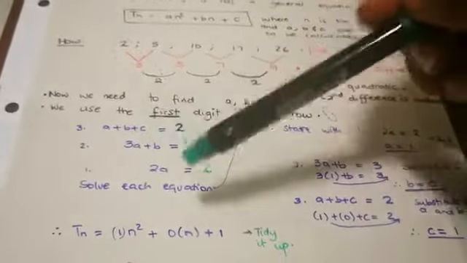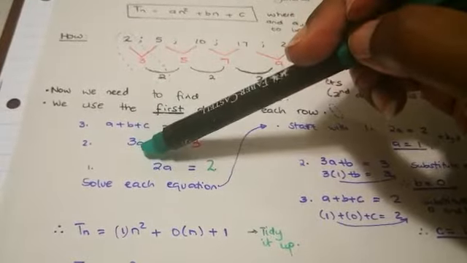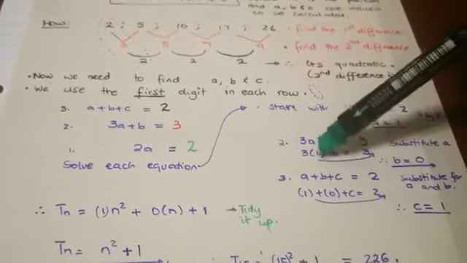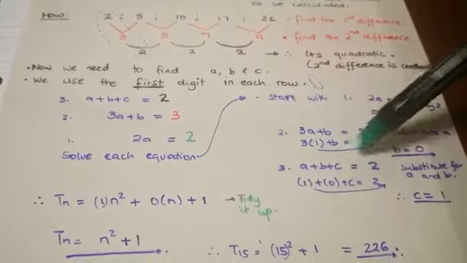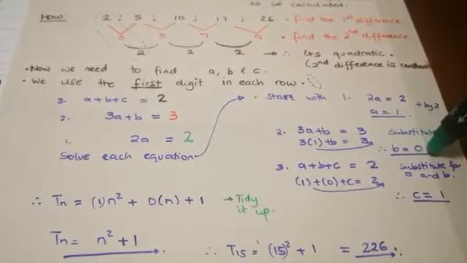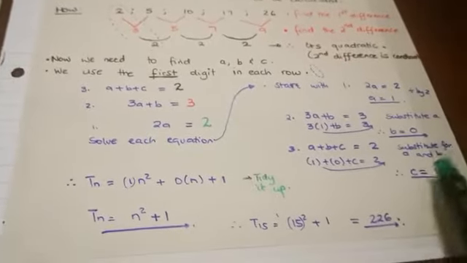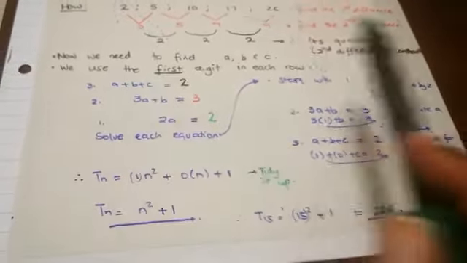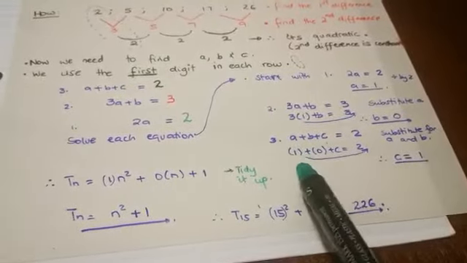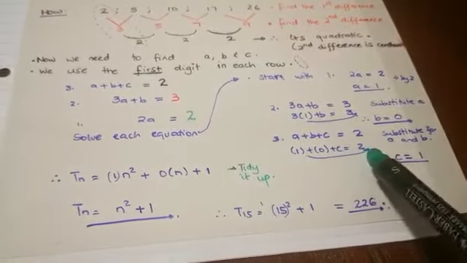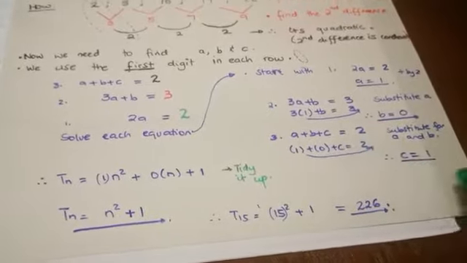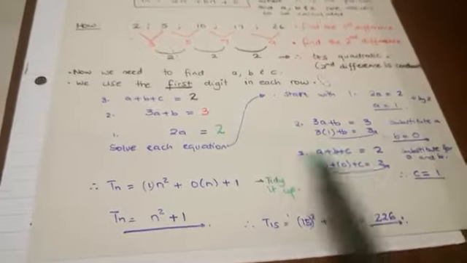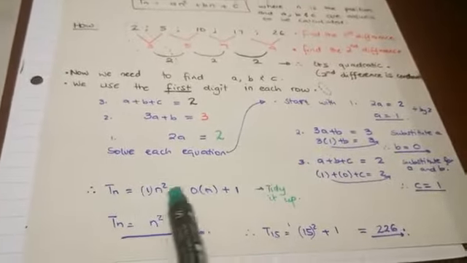Then you substitute that A into the second equation. So 3 times 1 plus B is equal to 3, which gives you B equals 0. Then you substitute A and B into the third equation, A plus B plus C. So 1 plus 0 plus C is equal to 2, and then 1 goes to the other side, so C becomes 1. Then you substitute into the general equation.